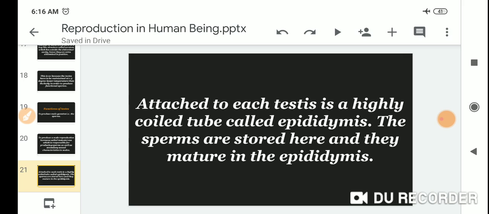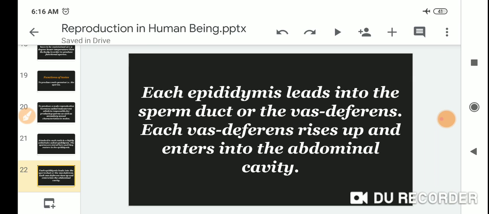Attached to each testis is a highly coiled tube called the epididymis. The sperm are stored here and mature in the epididymis. Each epididymis leads into the sperm duct, or the vas deferens.